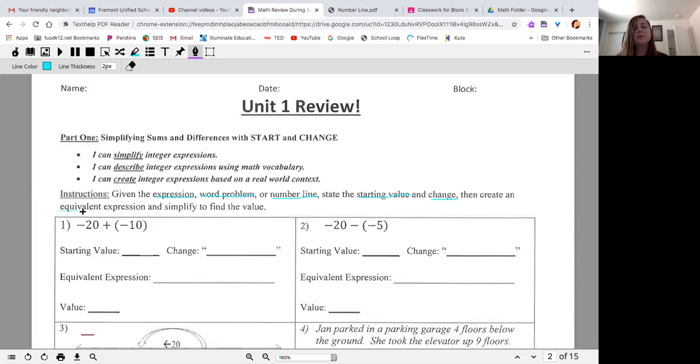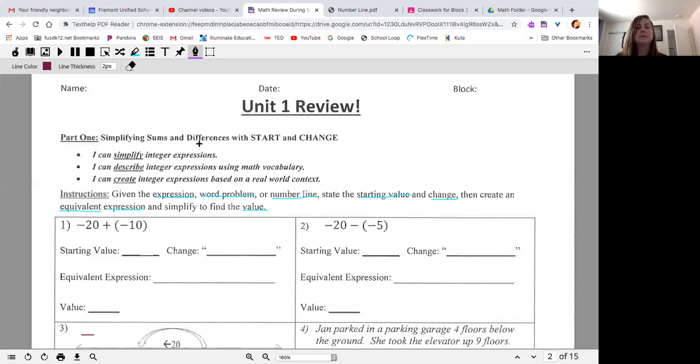Equivalent expression. Equivalent means equal. Okay. So another way to write the problem where we get the same answer. At the end of the day, we have the same answer. We call that an equivalent expression. And simplify to find the value. Simplify, make it smaller, reduce it to one number if we can. Value, what does value mean? Right here. Answer. Okay, I hope you thought answer. You know, this is not interactive. All right, let's get started.